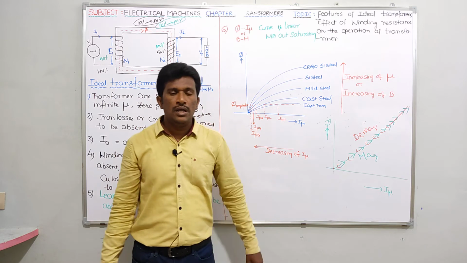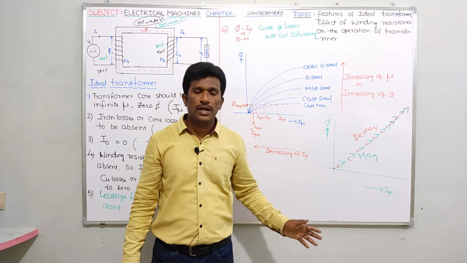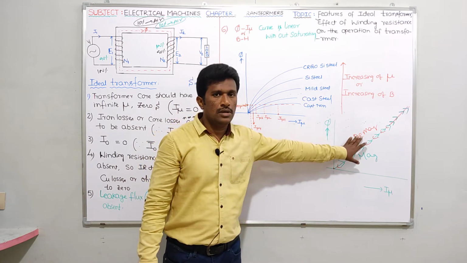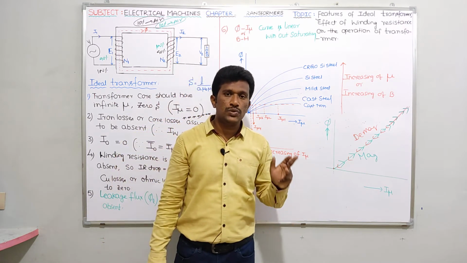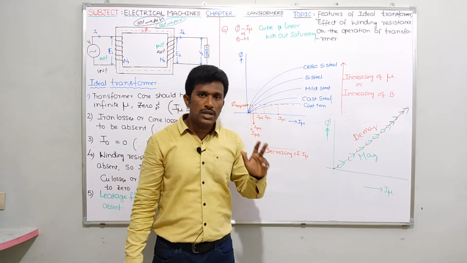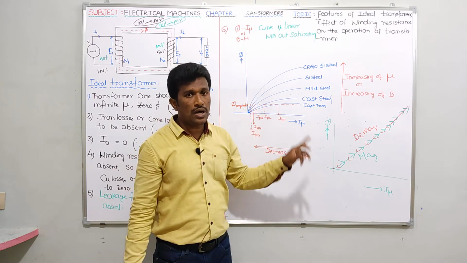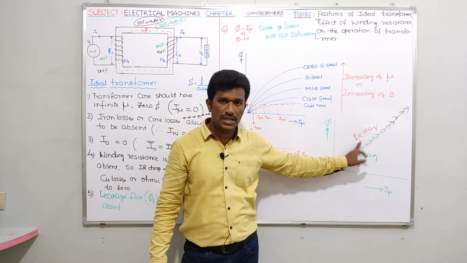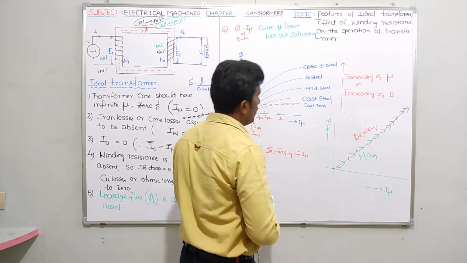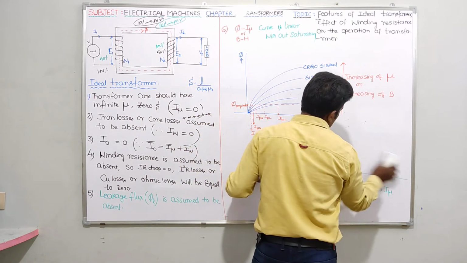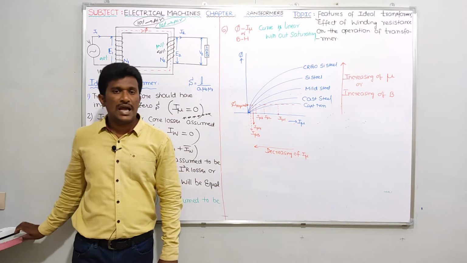For an ideal transformer, if non-linearities and saturation are neglected, then the phi versus I mu curve will be linear like this. But practically, non-linearity and saturation will be there. Because of non-linearity and saturation, the phi versus I mu curve, or the B versus H curve, will not be like this. That curve we'll discuss in future. For now, please remember that for an ideal transformer, non-linearity and saturation are absent. Therefore, the phi versus I mu curve is linear.